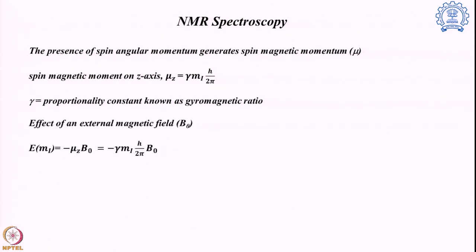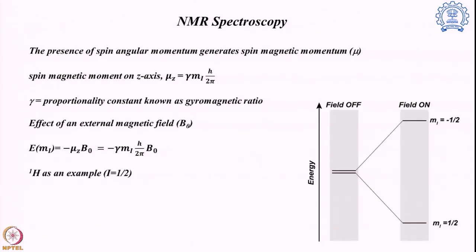Now, when this particular spin magnetic moment sees an external magnetic field, what happens? The energy of these systems will depend on the strength of the magnetic field that we are producing. Following the equation, the energy of that particular system in the presence of a magnetic field B0 will be minus mu z into B0, where mu z is nothing but the spin magnetic moment, which is already given over there, gamma into mI into h by 2 pi. So you just have to multiply B0 into that. This will be the energy of a particular state with a magnetic moment, where mI defines its nuclear spin.